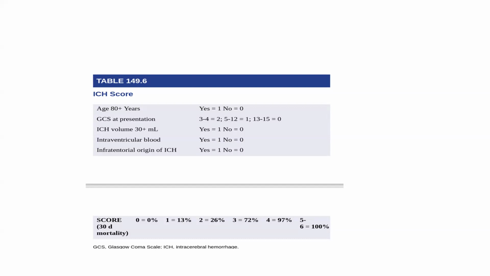A 0 score may mean 0% mortality, 1 score carries 13% mortality, 2 score 26% mortality, 3 score 72% mortality, 4 score 97% mortality, and 5 to 6 scores carry 100% mortality risk.